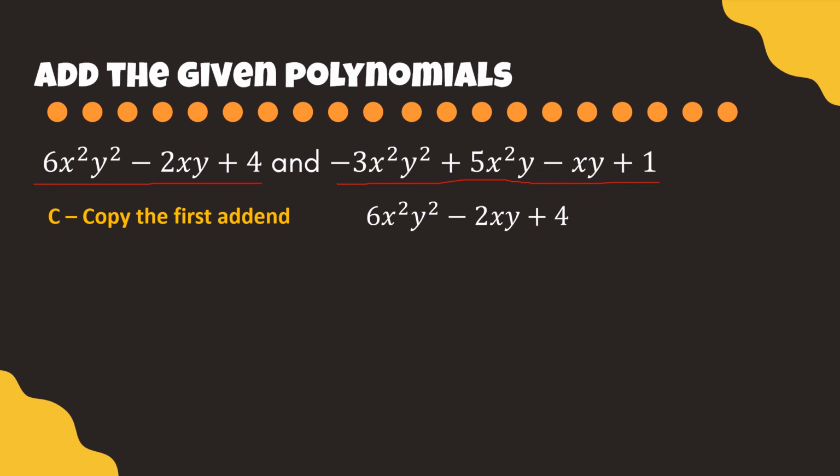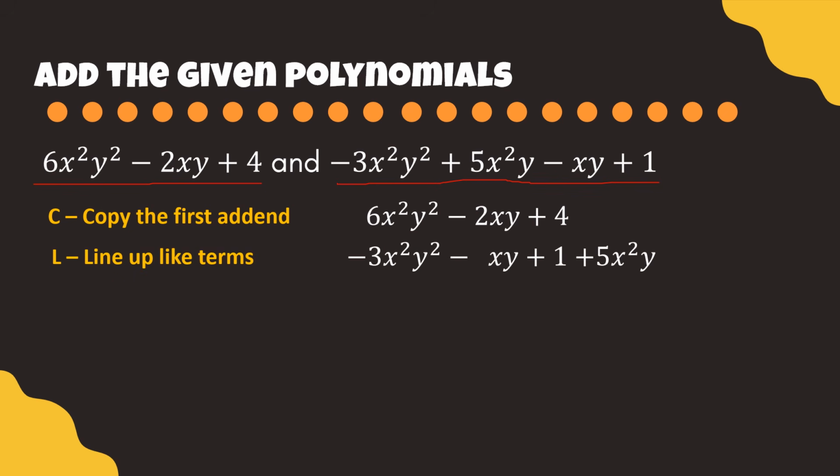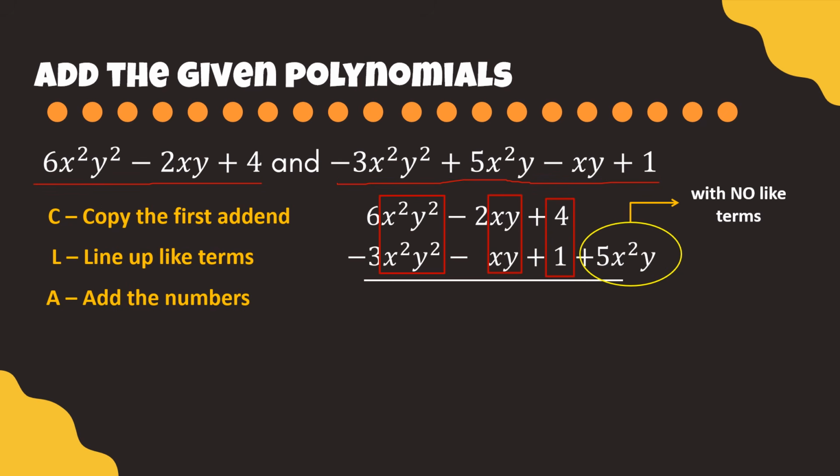Next is letter L, or line up like terms. So we have negative 3x squared y squared, and we have the negative xy aligned with 2xy, positive 1 aligned with positive 4, and we set aside 5x squared y because it is without like terms. A: add the numbers.